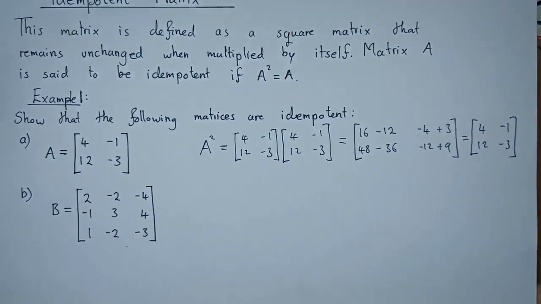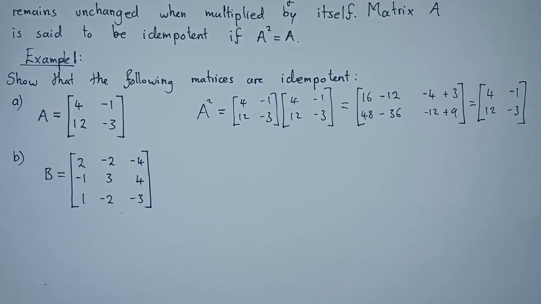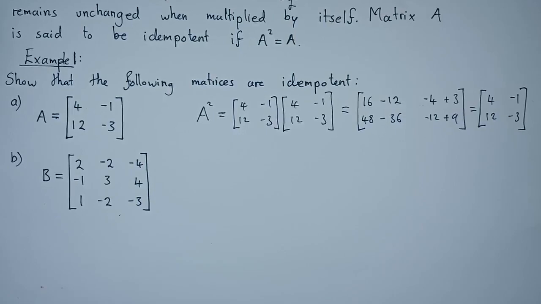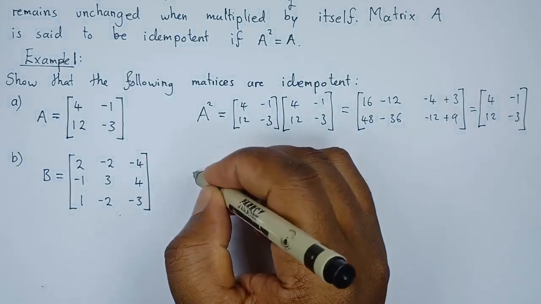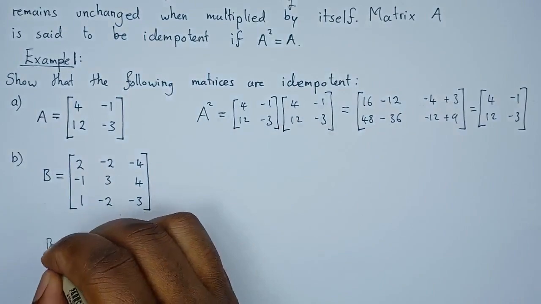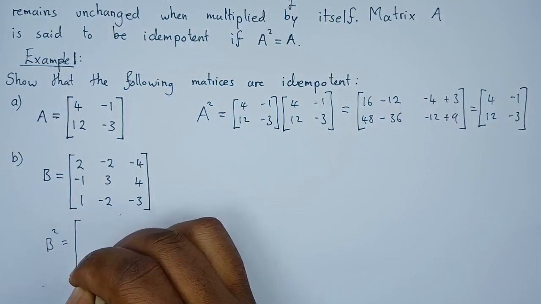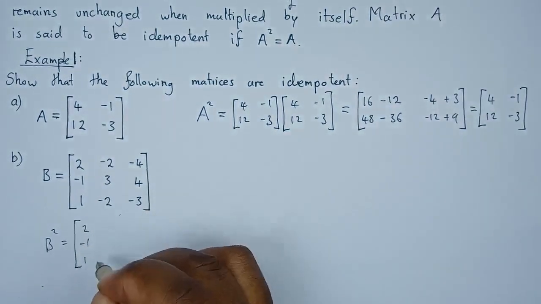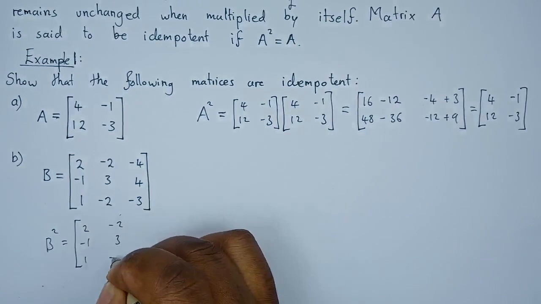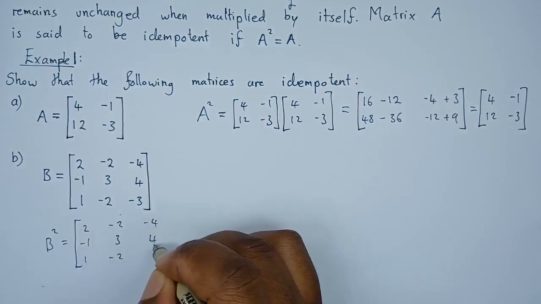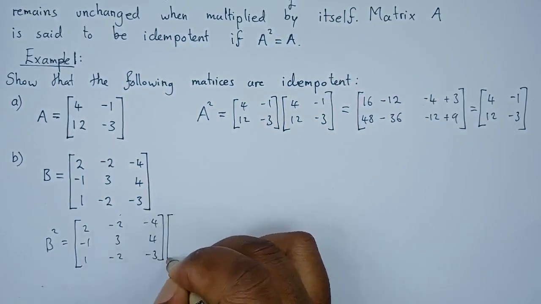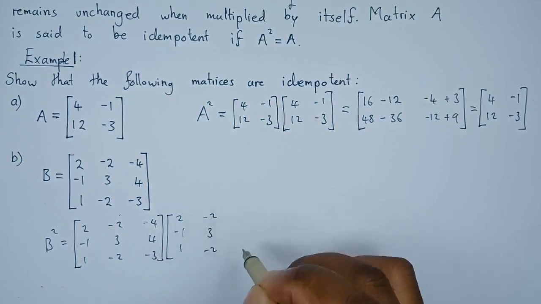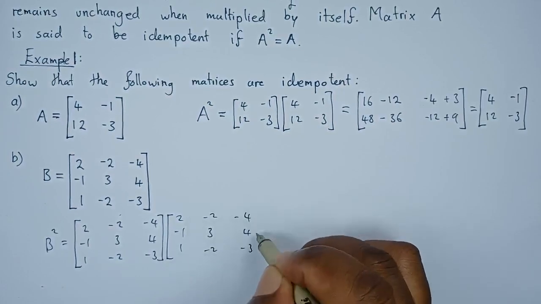So again, just the same thing. We are going to multiply it by itself. Then if we get the same result, then we can conclude that it's indeed idempotent. So let's find the matrix B squared. So B squared will be given by 2, minus 1, 1, minus 2, 3, minus 2, minus 4, 4, minus 3, multiplied by itself. Hence we get 2, minus 1, 1, negative 2, 3, negative 2, minus 4, 4, minus 3.